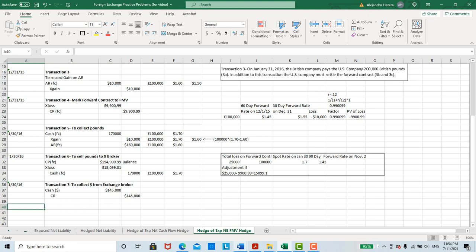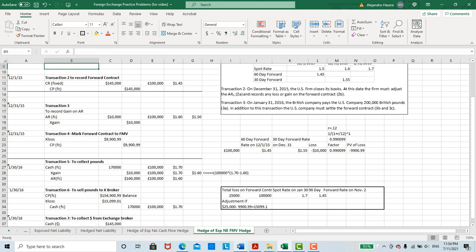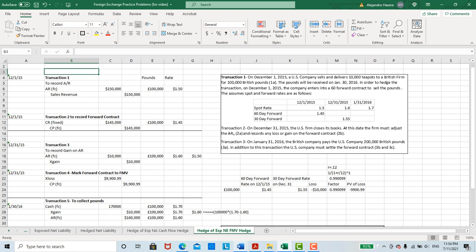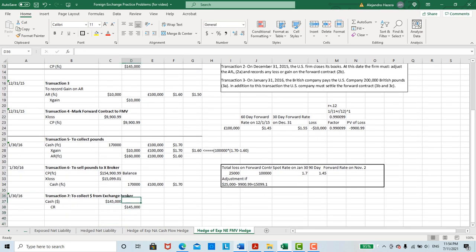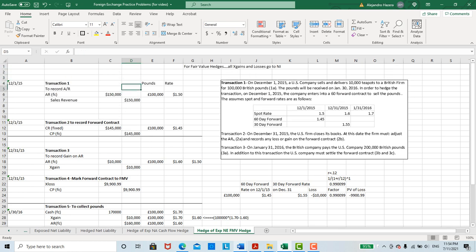Everything up here has cleaned itself out. It's not as complicated as the cash flow hedge. Everything has cleaned itself out. So the accounts receivable was 160. Accounts receivable is gone. The sales revenue gets closed like all revenue does. Contract receivable fixed, debit for 145 and credit for 145. So that's gone. The contract payable, you have a debit for 140, a credit for 145. Credit for about 99. That brings it up to 150, just short of 155.